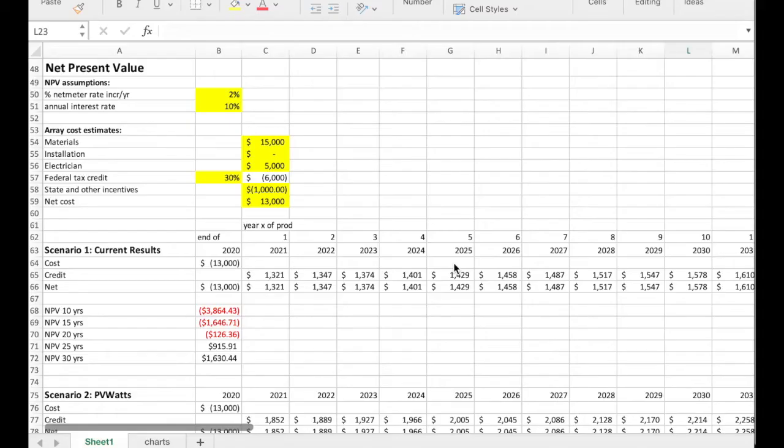If you're still a little foggy on the concept, the example below should help. First off, we're going to make some assumptions. That the electrical rates shown here are going to increase each year by 2%.